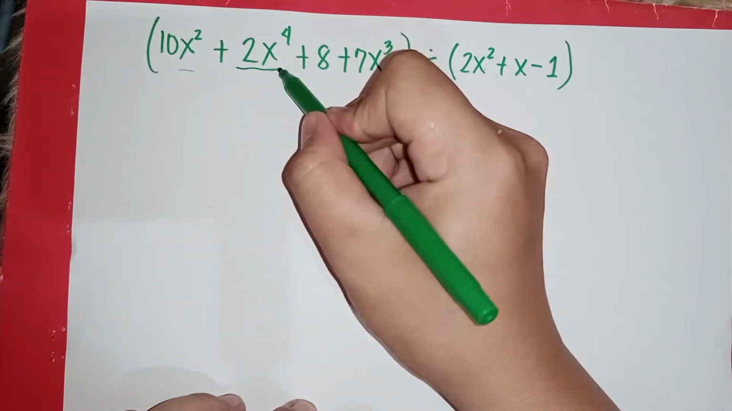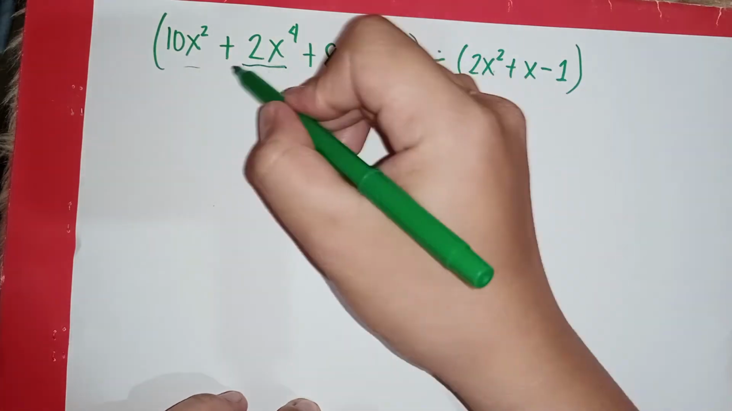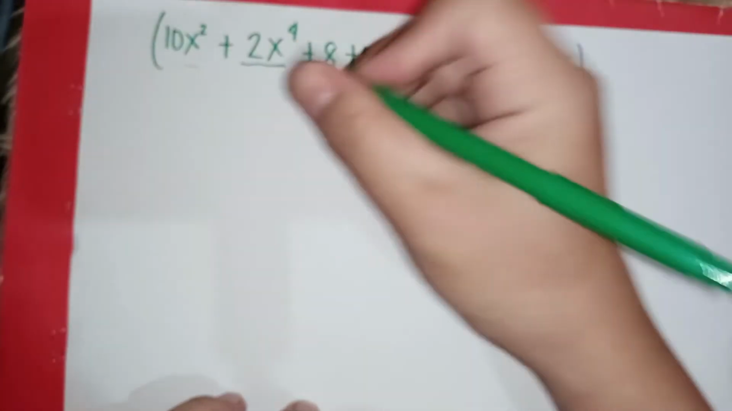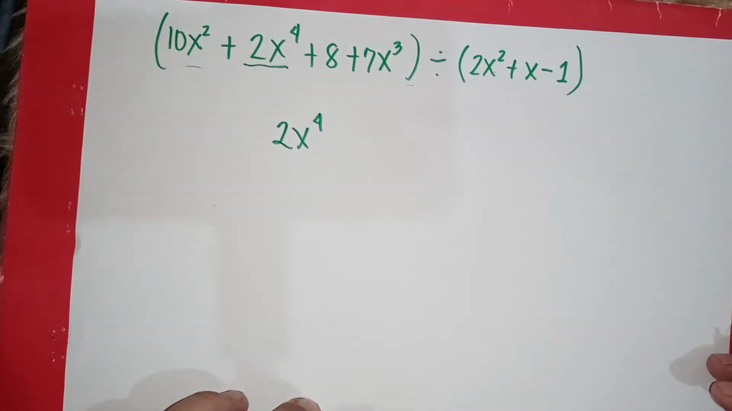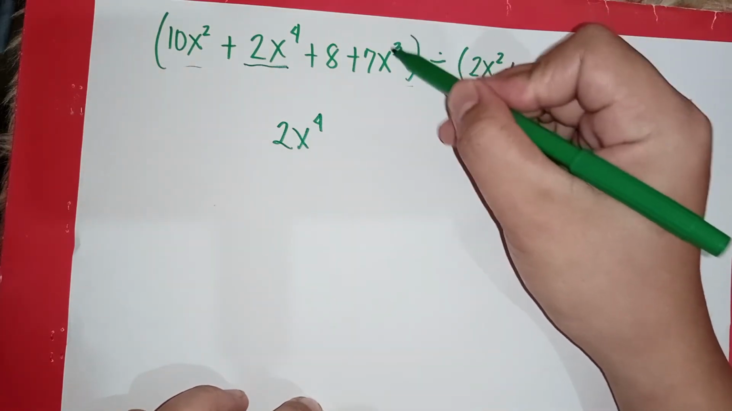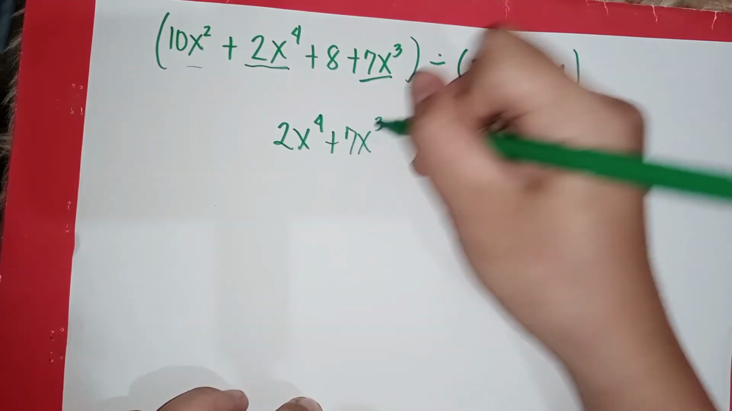So, eto yung term dapat na nasa unahan, or the leading term. Ito po dapat yung magiging leading term ng inyong dividend. So, isusulat natin mga boss, dapat mauuna siya. Okay? 2x raised to 4. Next, followed by, dapat yung exponent ng variable is 3. So, plus 7x cubed.